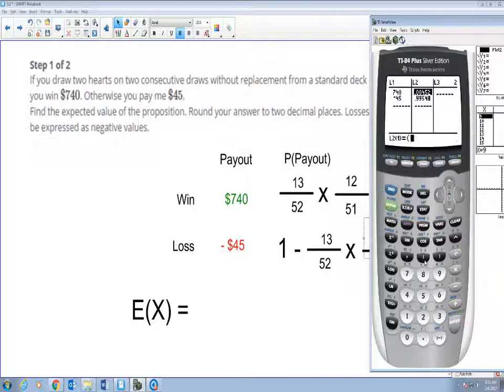Alright, so 13 out of 52 times 12 out of 51. That's it. 1 minus 13 out of 52 times 12 out of 51. Okay, let's try it again. I apologize. I was thinking about ace the whole time. L1, L2. Alright, 1.18.